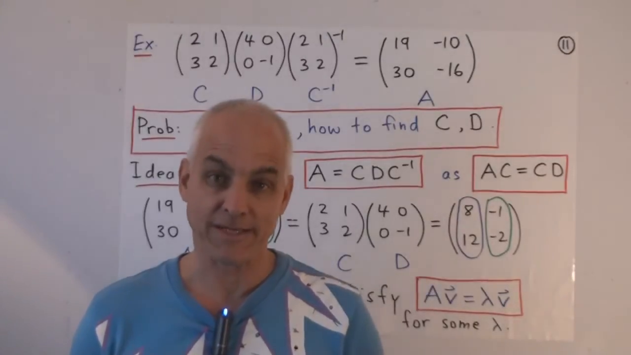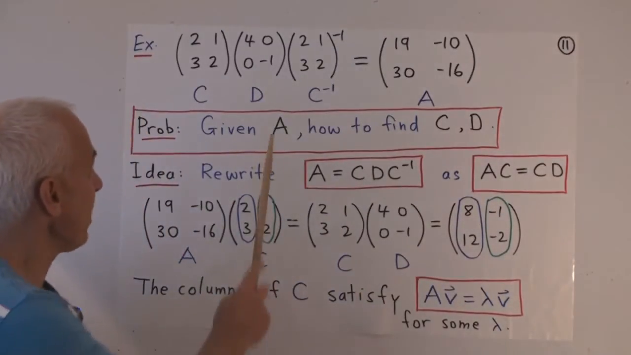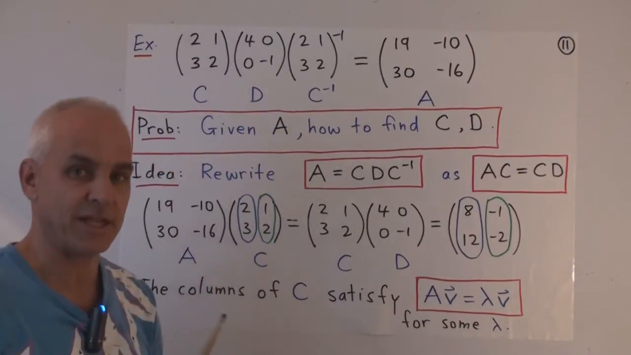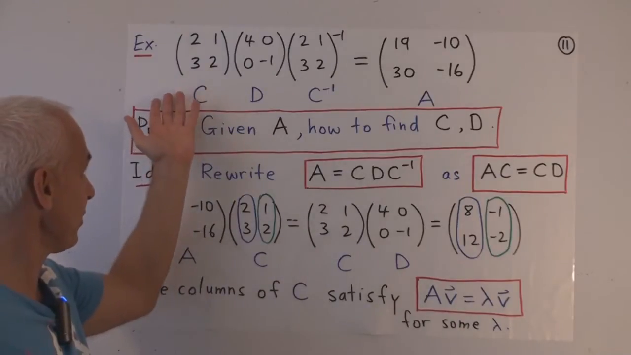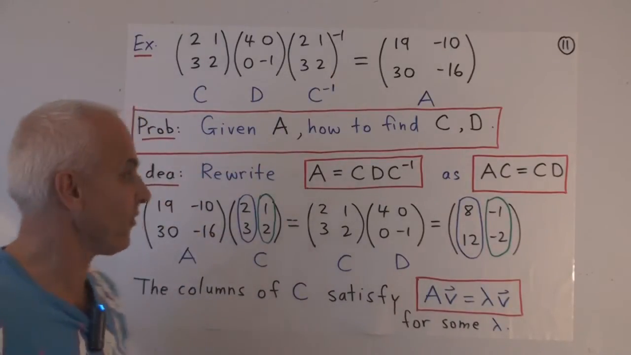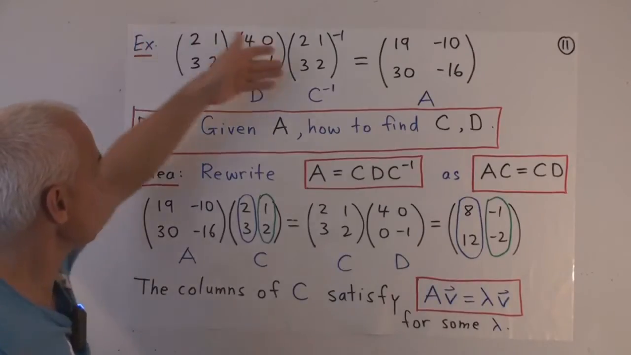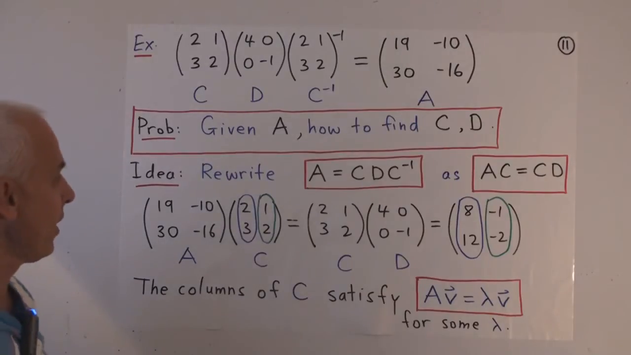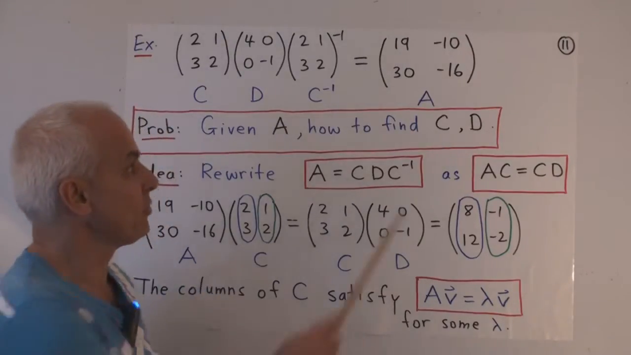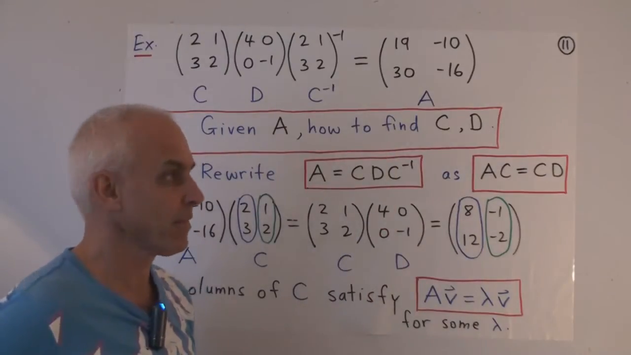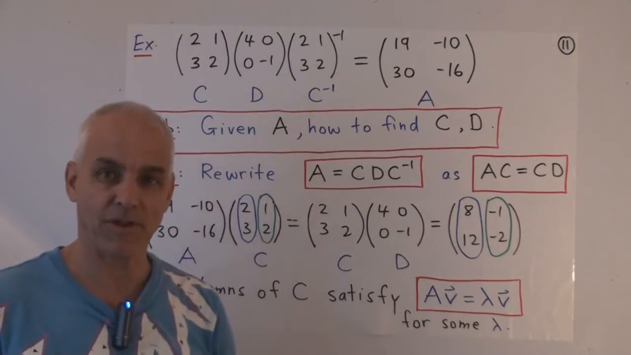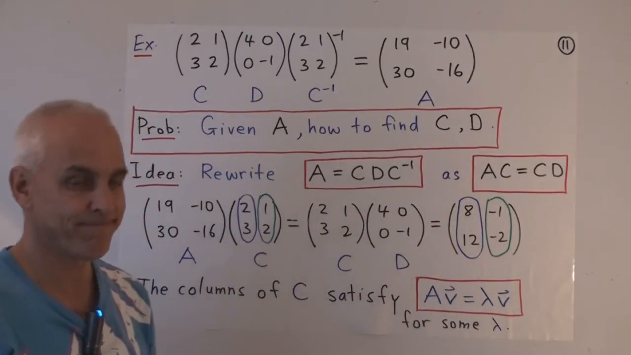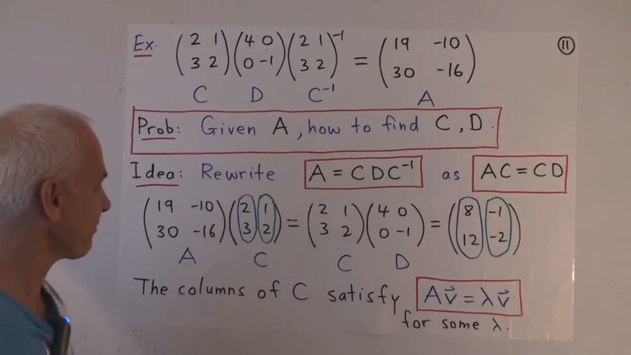So let's have a look at the following example. Here we have a matrix D, a diagonal matrix, and we're conjugating it by this matrix C. That's the process of multiplying on the left by C and on the right by C inverse. So this is a matrix C, and here's its inverse, and when you multiply that out, you get this matrix A. So our basic problem is, suppose we start with this matrix A, and we're not told that it comes about through this process. How are we going to find C and D? This is our basic problem.